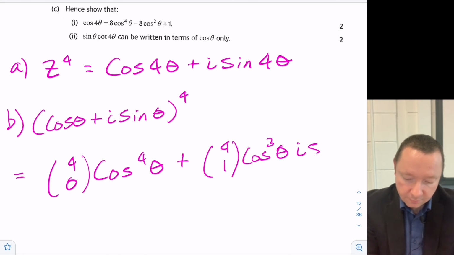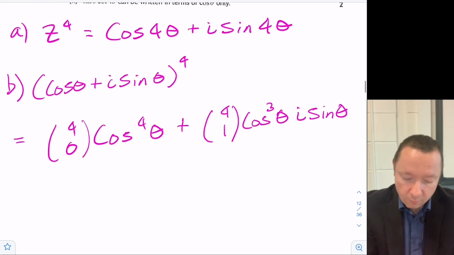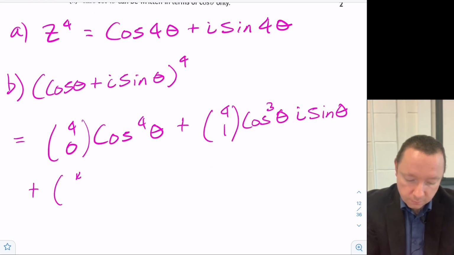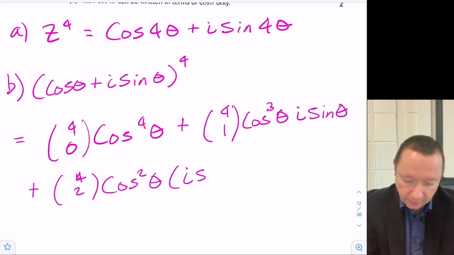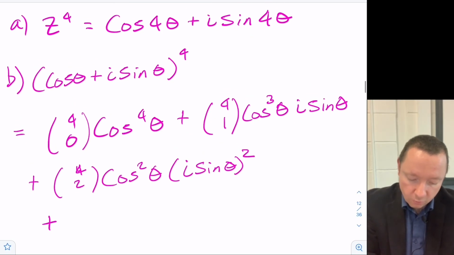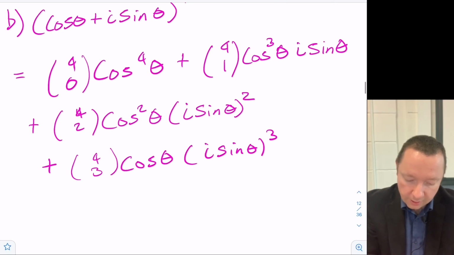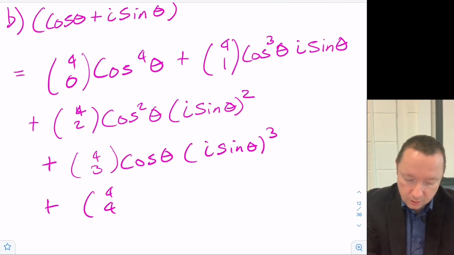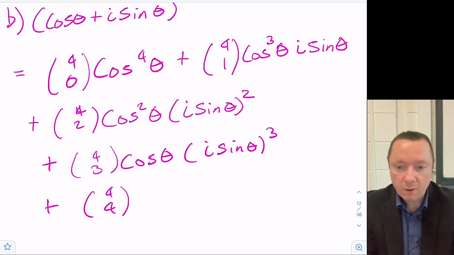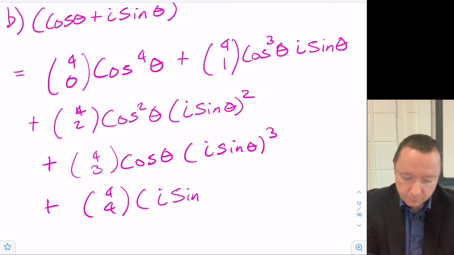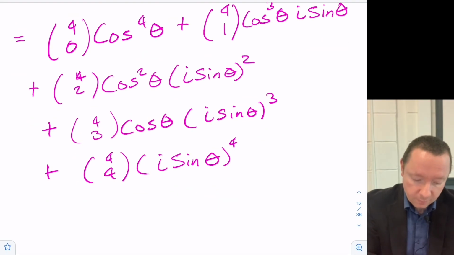I sin theta. And then we'll have 4 choose 2 of cos squared theta, I sin theta squared, which we'll work out in a minute. 4 choose 3 of cos theta, I sin theta cubed. And lastly, 4 choose 4 of just I sin theta to the power of 4. Remember, I is, so tidying this up.